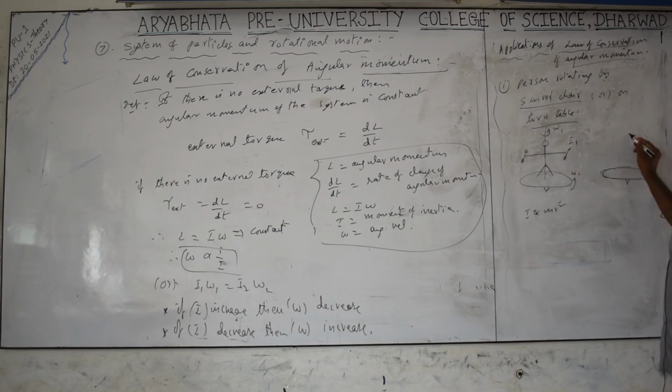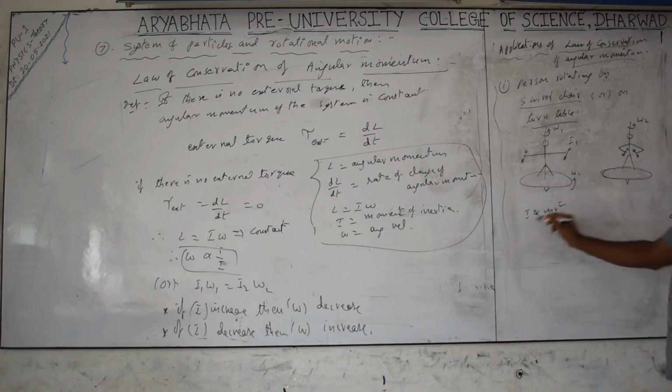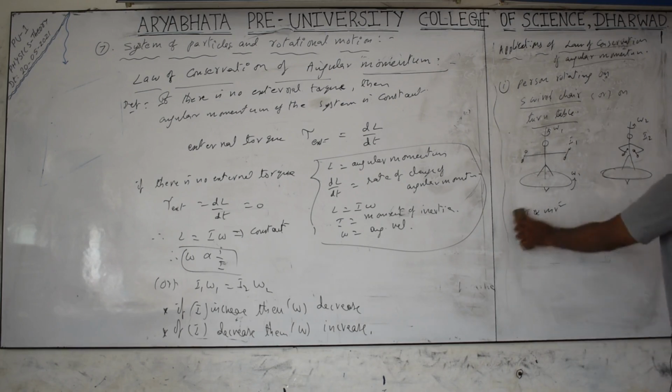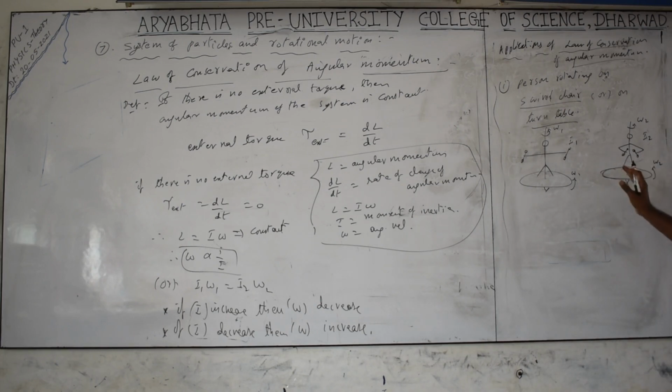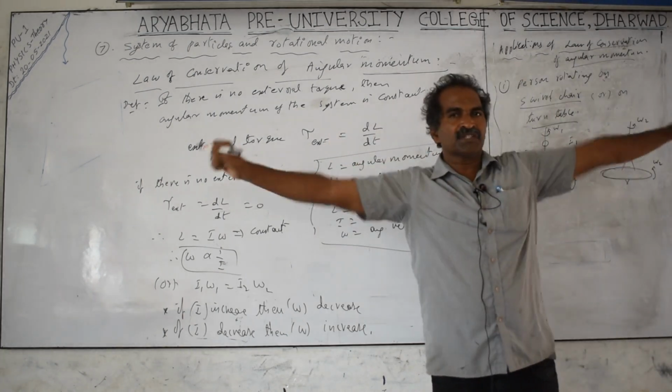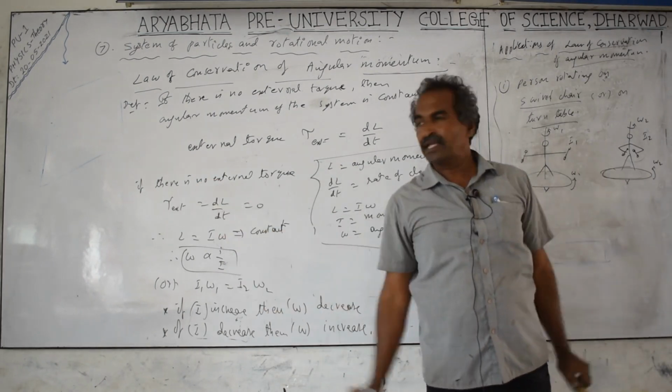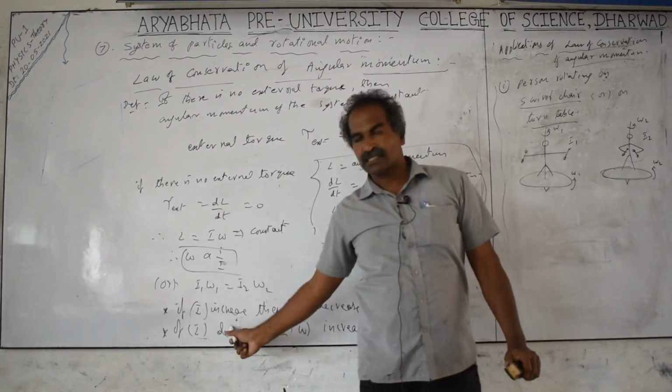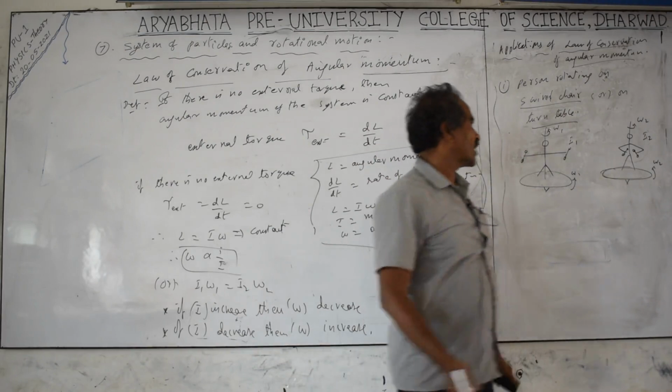Next, the person folds the hands. When he folds the hands, the mass is moved close to the axis of rotation. Then r decreases, and whenever r decreases, moment of inertia also decreases. The moment of inertia here is I2, and the angular velocity is omega 2. There is no external torque acting on it; no force is applied from outside. The person is only stretching and folding the hands. If you stretch the hands, the moment of inertia increases, and if I increases, omega decreases. When you fold the hands, I decreases, therefore omega increases.